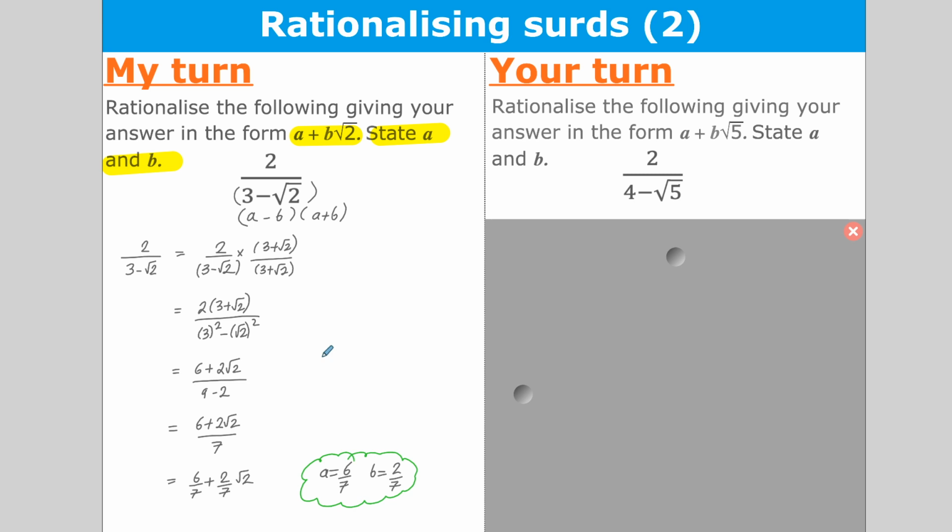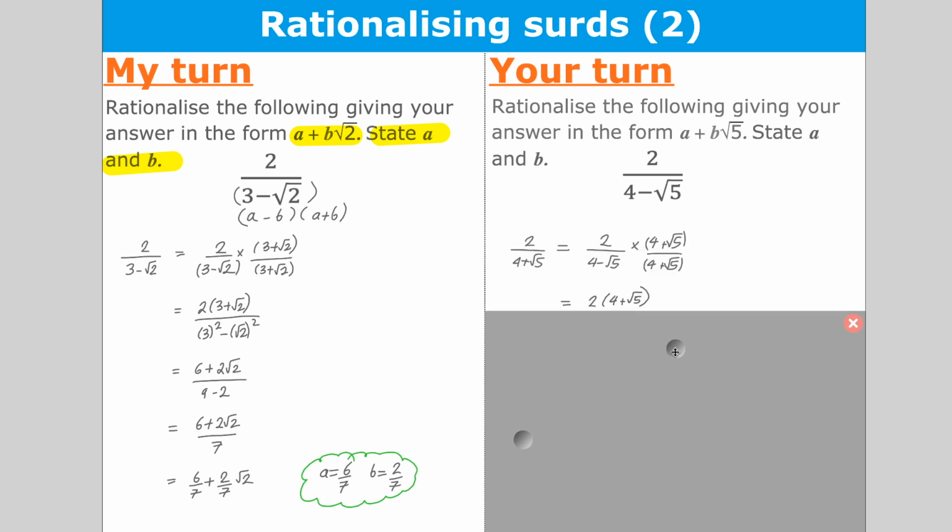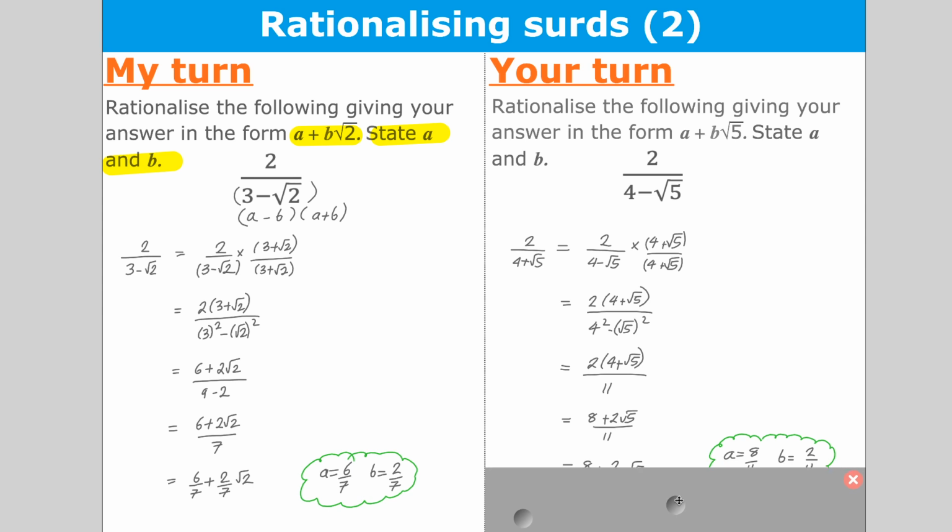So let's just have a look at the answer here. We got a lot of people writing in there. A was 8 over 11 and B was 2 over 11. Let's see if I got the same thing. Let's reveal all the lines of working. And indeed I did. A was 8 divided by 11 or 8 elevenths and B was 2 elevenths.